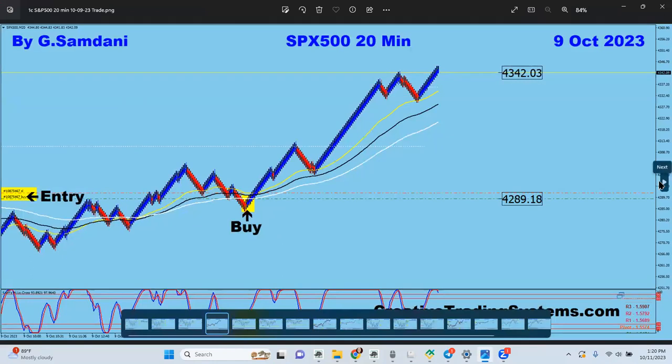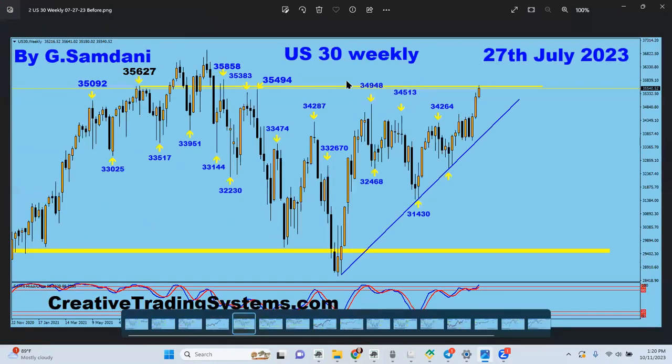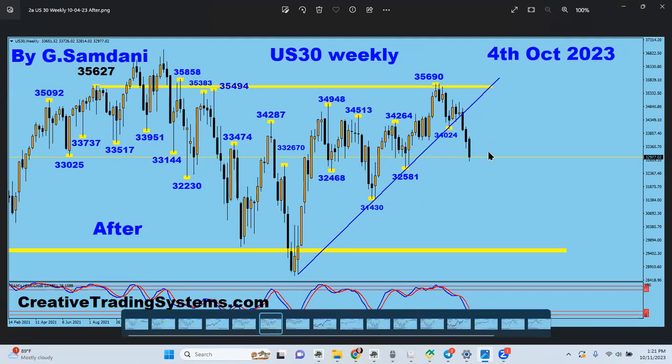So similarly, the other index was the US30 weekly chart, right? This one I made on the 27th July when it was all the way here. This number was the key number at the moment, 35,627. So same thing, I said we're going to drop back down to maybe the TL or even lower. So what happened to this chart? As of 4th October, we were here.